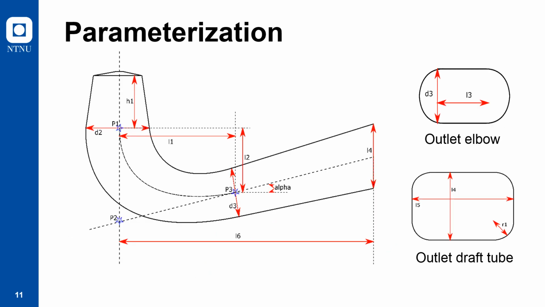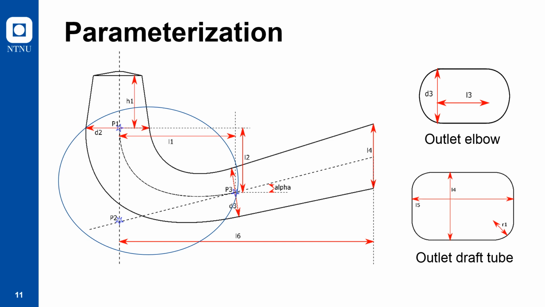In total, I am using 11 design parameters together with a few design constraints to describe my geometry. The inlet of the draft tube is kept fixed for all designs to always match the runner outlet. The upper part, or the cone, has a circular cross-section with a diameter which is increasing linearly in the flow direction. The middle part, or the elbow, is defined by a quadratic Bezier curve which describes the center line.